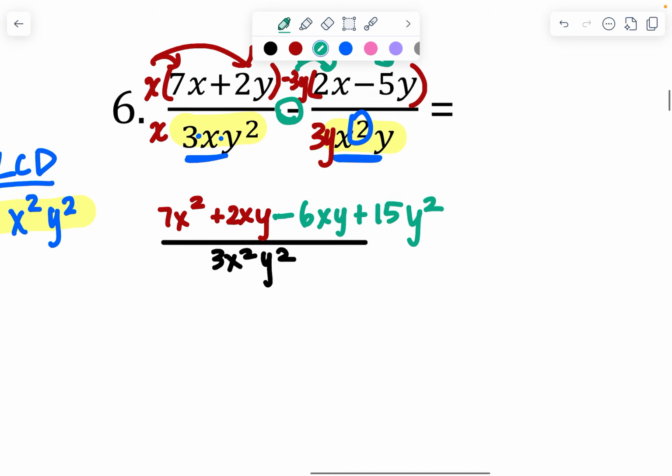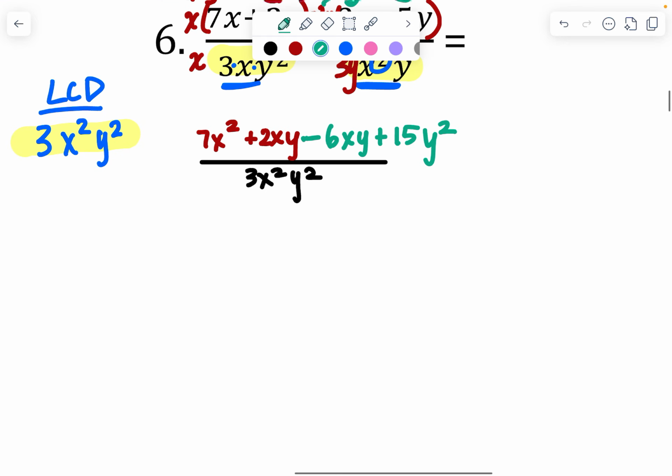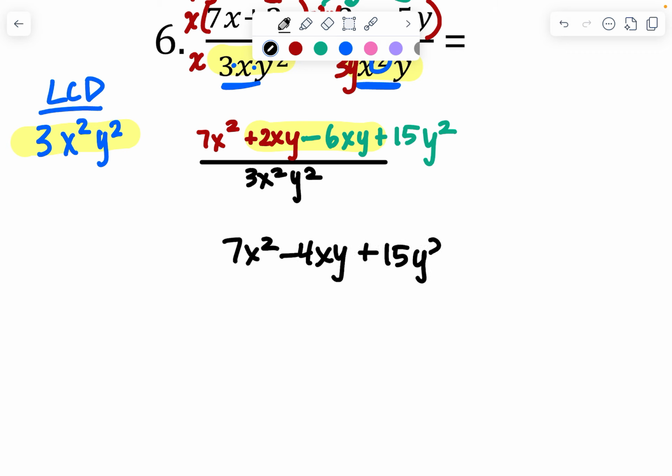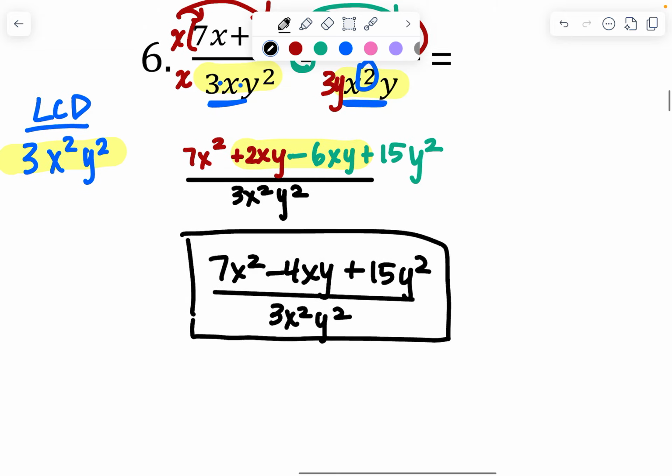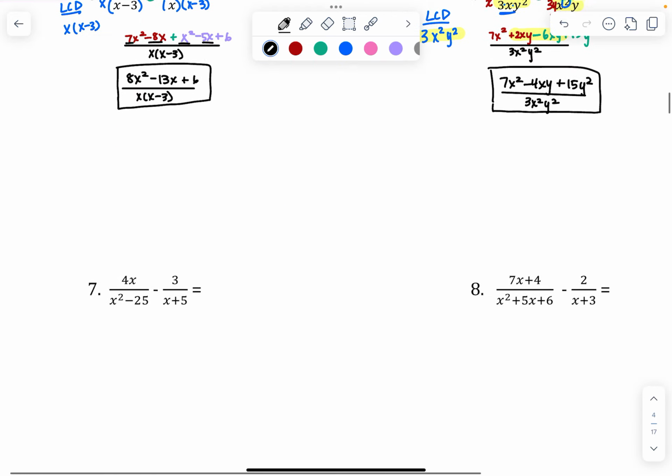And then we need to combine these like terms. So we have 7x squared minus 4xy plus 15y squared over 3x squared y squared. And you don't have to try to factor that. Okay, that's similar to something we've done.